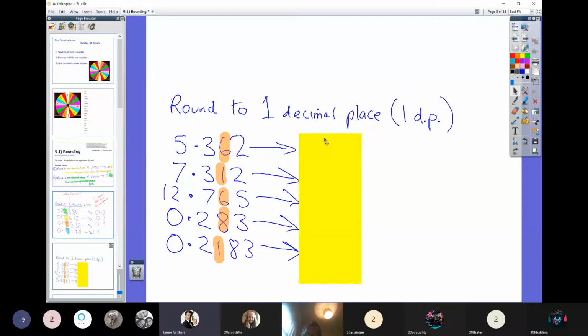The next one, 7.312. You're focusing in on that 1. Does that mean the 3 gets any bigger? No, it doesn't. So that's 7.3. The next one, yes, we do round up. That will be 12.8.